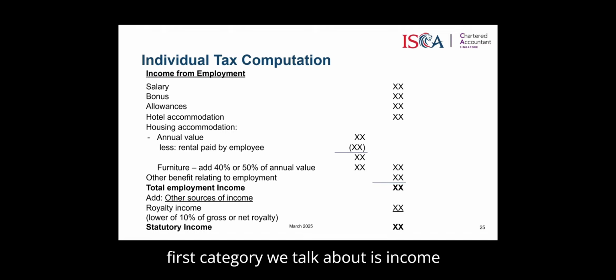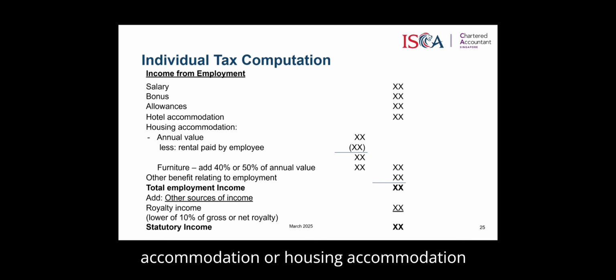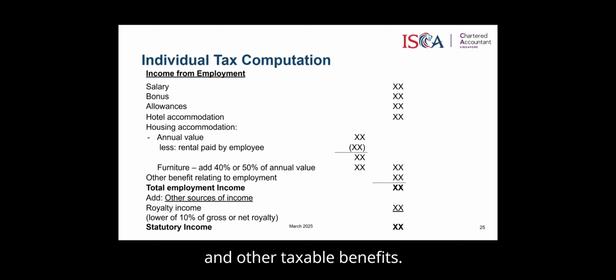The first category is income from employment, where we include every taxable benefit that you receive as a result of your employment, such as salary, bonus, allowances, any hotel accommodation or housing accommodation, and other taxable benefits. After we sum it all together, it will be your total employment income, and you have to call out your other sources of income separately. For example, either your royalty income or rental income from your own property. Those will form other sources of income, and they have to be separately disclosed.